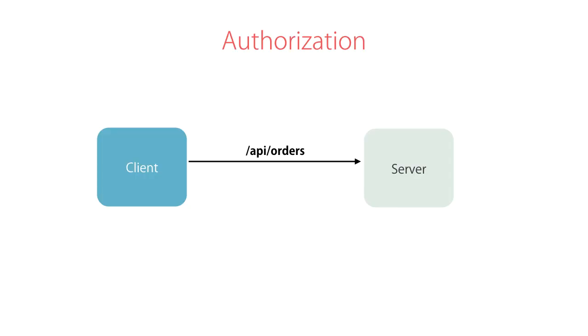Now let's say the user wants to get the list of orders from the server, and this list is only available to authenticated users. So on the server, we have an API endpoint like /API/orders. In order to get the list of orders, on the client, we should include the JWT in the request header. And then on the server, we should extract this token, validate it, and if it's valid, we'll return the list of orders. Otherwise, we'll return an unauthorized response. That's the response with the status code 401.